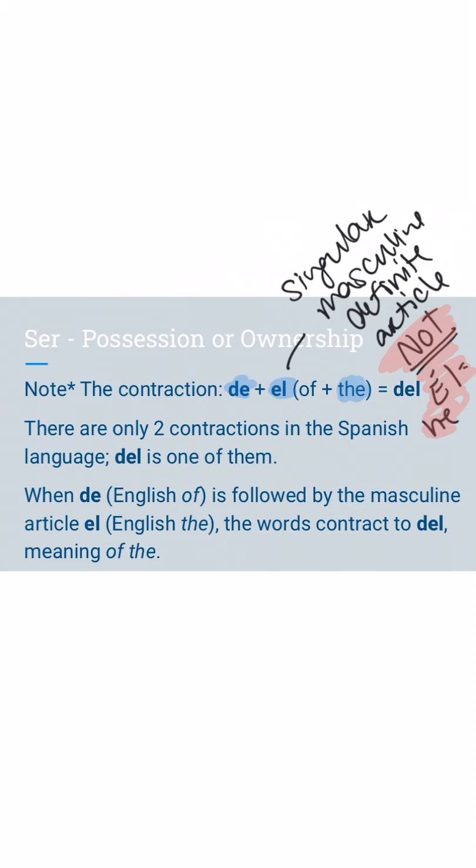So de plus el will give us del. And the explanation is super simple. That de, el, gives us that e sound right next to each other. And in order to make things easier, instead of saying de el, they just simply combine it to be del. Like I said, super simple.